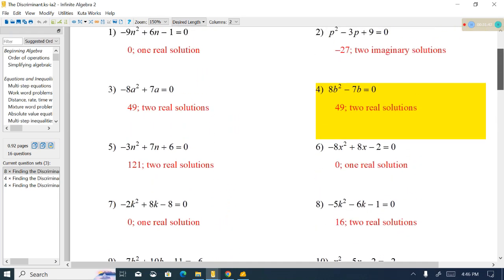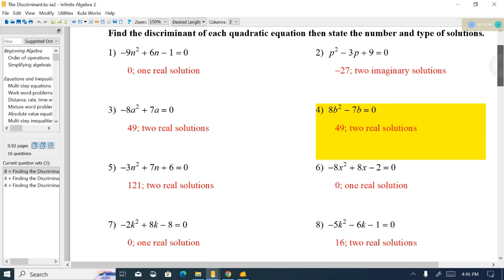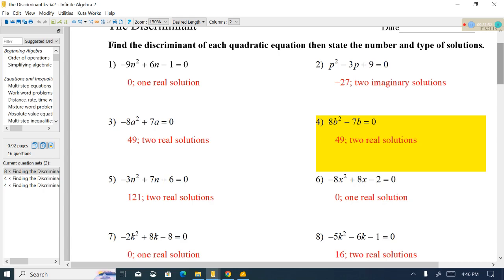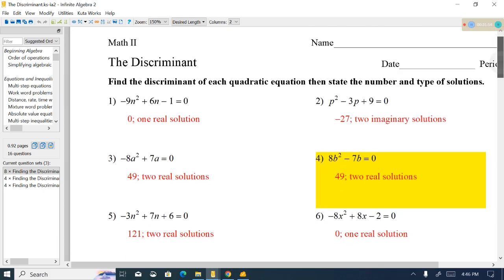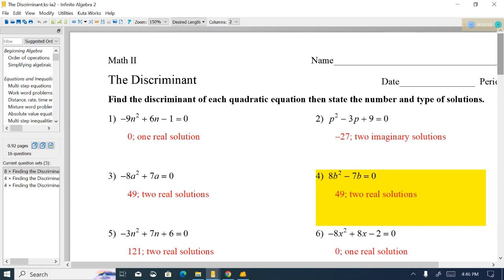All right, so I'll probably make a couple other videos to review the rest of this assignment, but I made this assignment to explain the discriminant in more detail for those of you that were confused about why we're even doing this. So good luck. All right, see you guys on Monday.